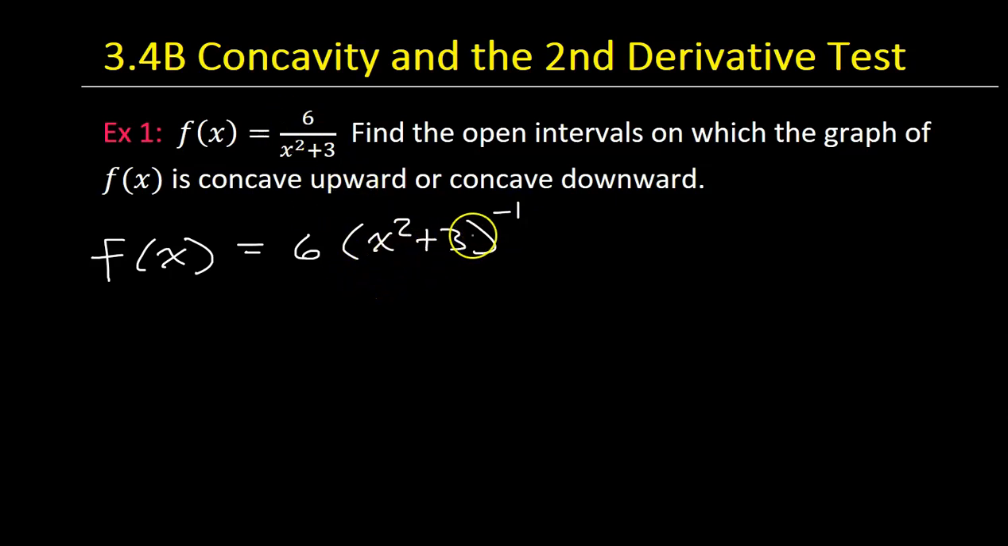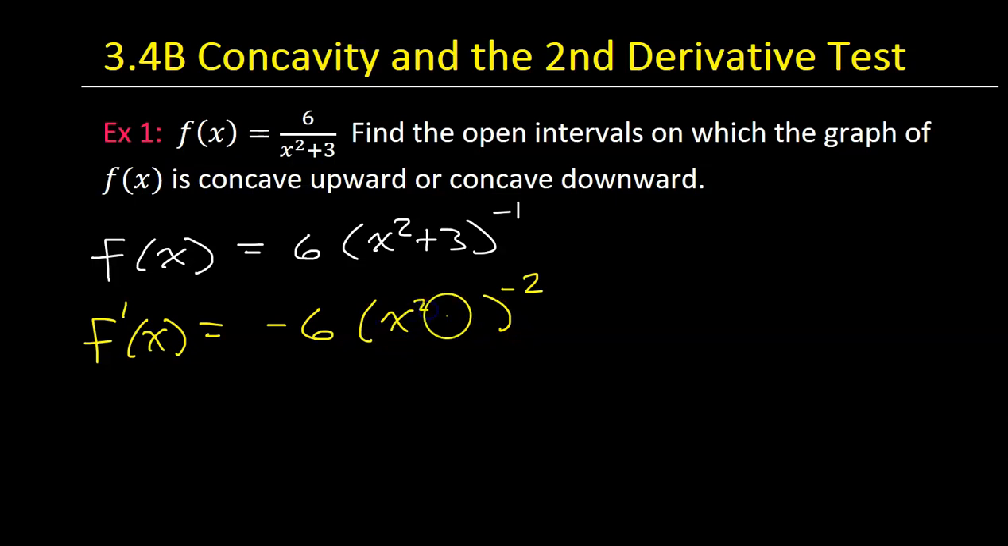So now I can use the chain rule to find the derivative of this. Okay, so here comes my first derivative, f prime of x. The negative 1 comes to the front and makes this a negative 6. And we have to decrease the power by 1, so we will have the negative 2 power. The inner part remains unchanged for now, x squared plus 3.